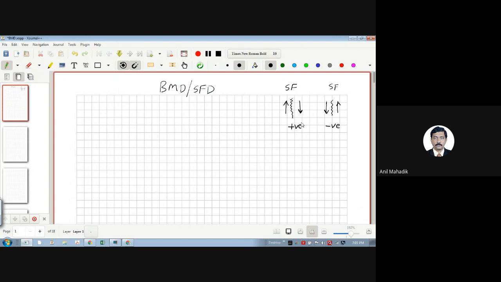So in short, if you see this figure, this arrow is upward, this is downward, that means this is clockwise. So this shear is clockwise, right? So you can understand, clockwise we are assuming here as positive, and anti-clockwise as negative as far as shear force is concerned. So this is the convention for shear force.